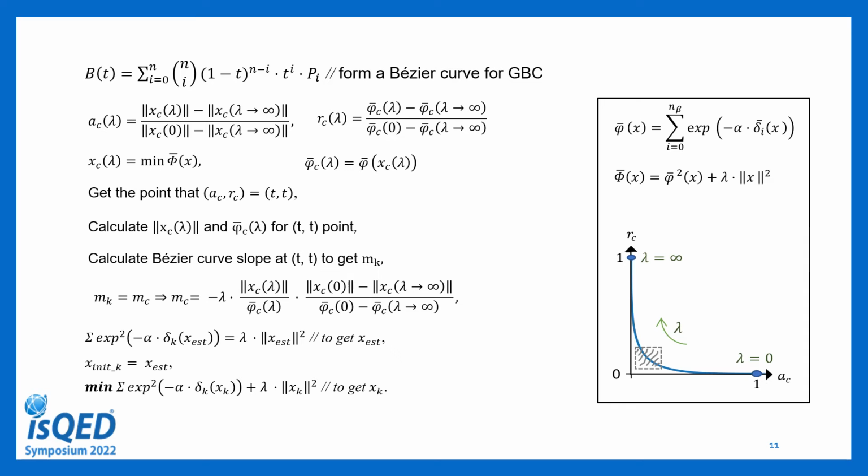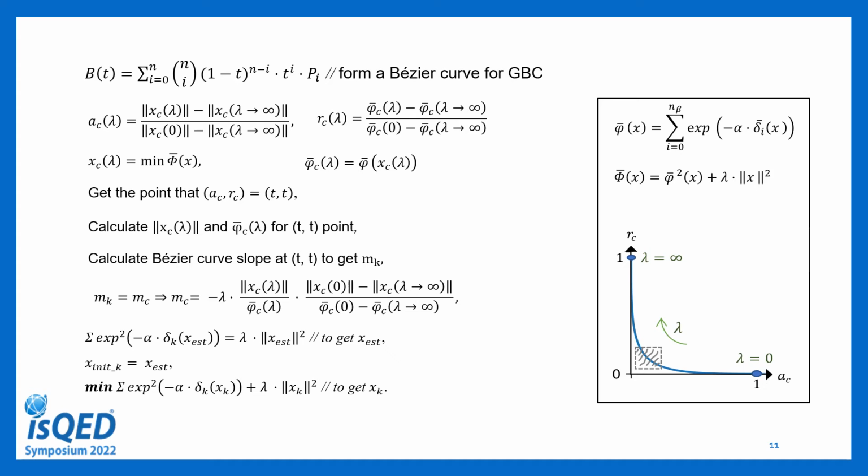Then we will calculate the parameters for this point, and we know that the slope of the GBC curve and the Bézier curve at this point are equal to each other. So by having this equality, we can get a good estimation of x and use it in our next step.